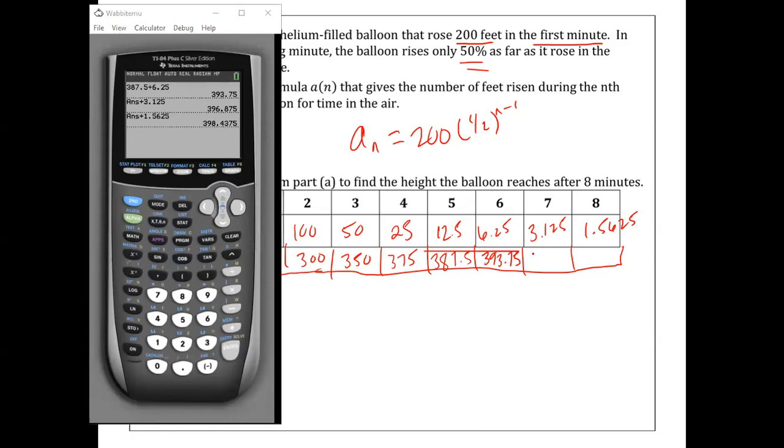Oh, I know what I didn't know. Okay. So I have 396.875. And then I'm at 398.4375. And so that's the height of the balloon.